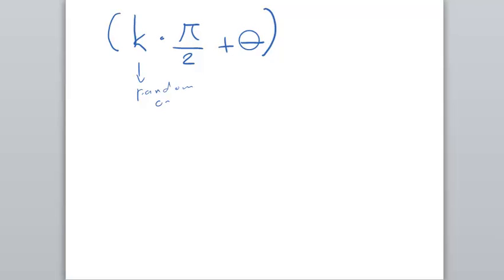So there is of course a formula which is like this: k times pi over 2 plus an angle. So this is the formula. In here k is a random odd number, and this is the angle, and this is just pi over 2, which is 90.